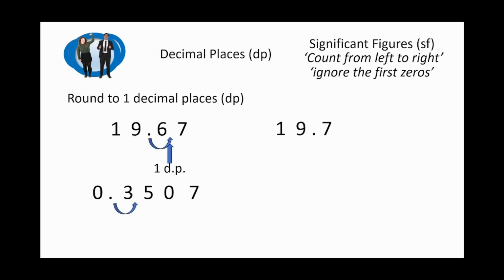For the next number, from the decimal place, because I'm rounding to one decimal place, go back. There's the one decimal place. The 5 will round up the 3 and I'm going to get 0.4.